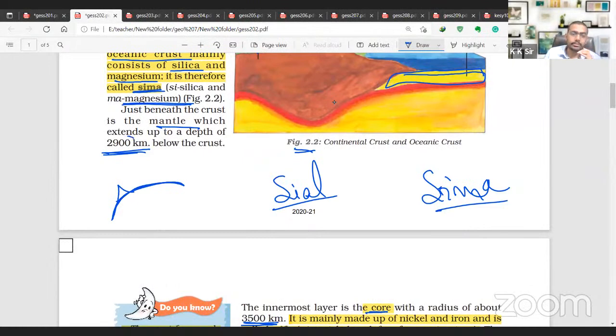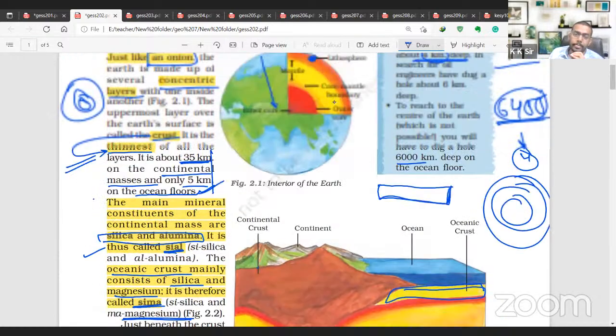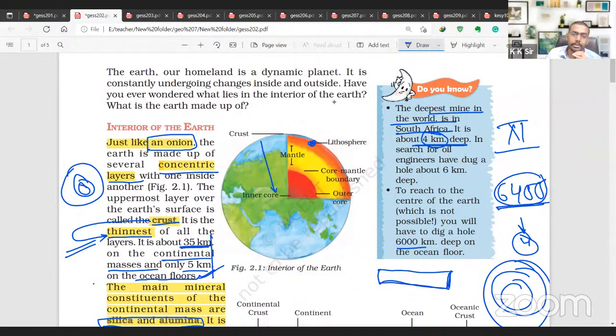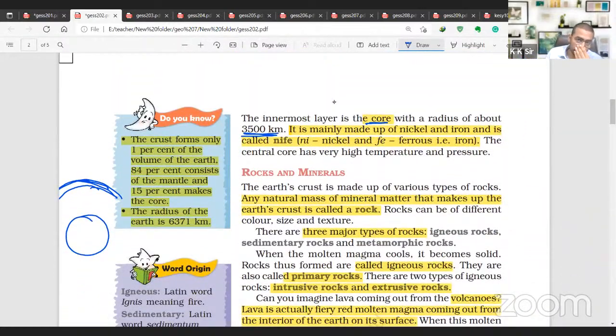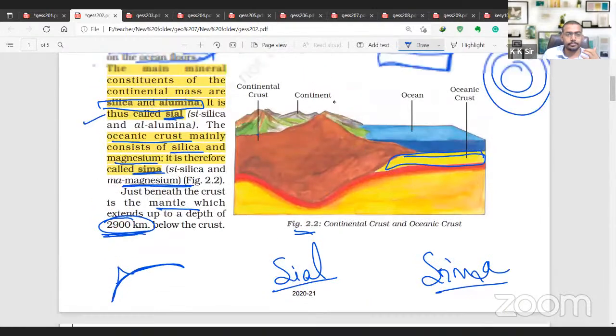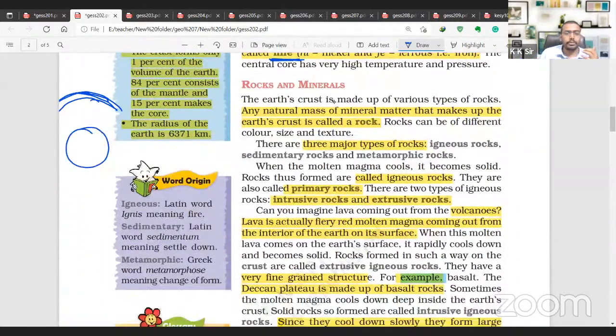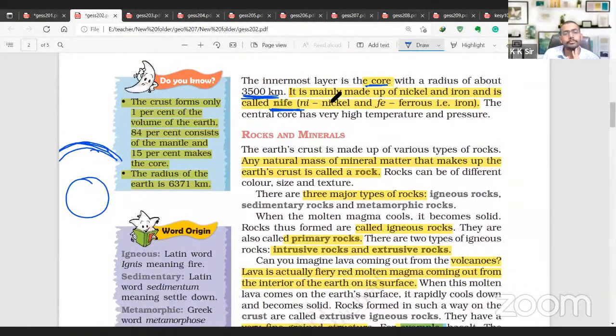Now within the earth crust, we have a mantle which extends up to 2,900 kilometers. Crust के नीचे क्या है? Mantle है, which is 2,900 kilometers deep. And then the innermost we have a 3,500 kilometers core, which is the radius, जिसको कहते हैं core. This core is made up of nickel and iron, and that's why it's called Nife. Here the core is called Nife.